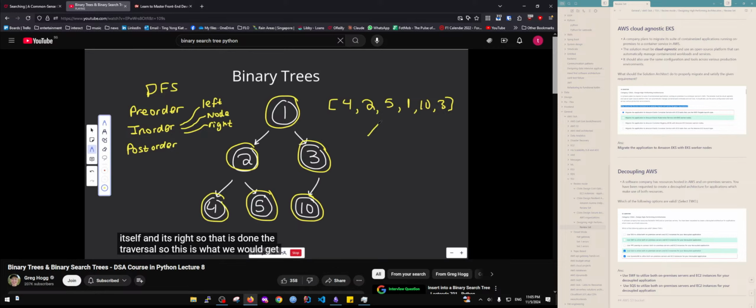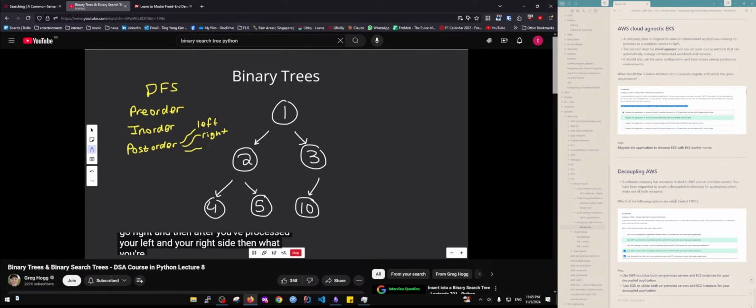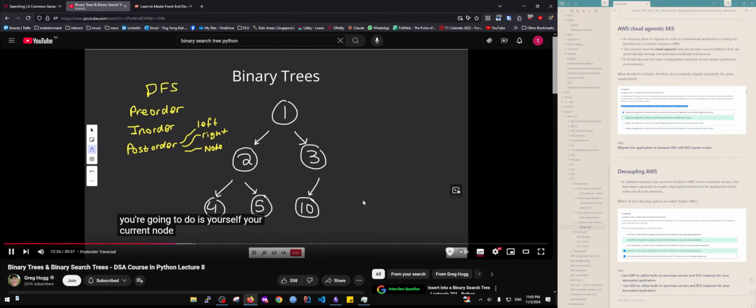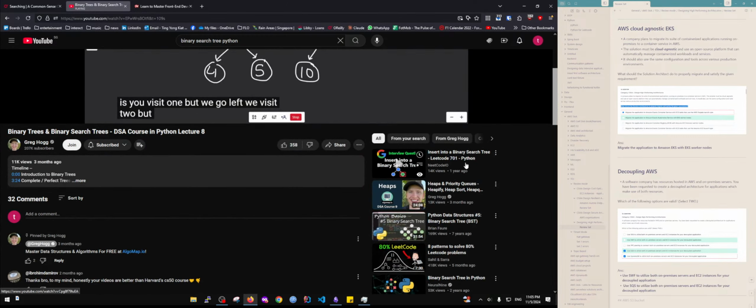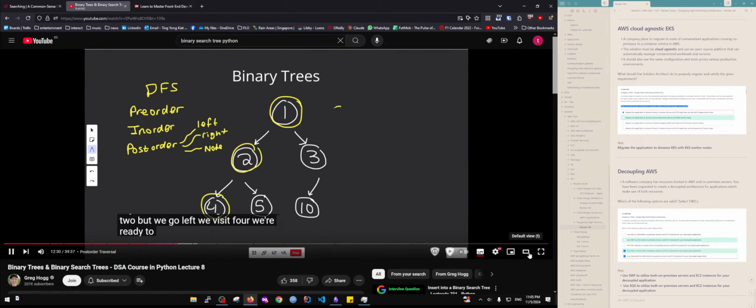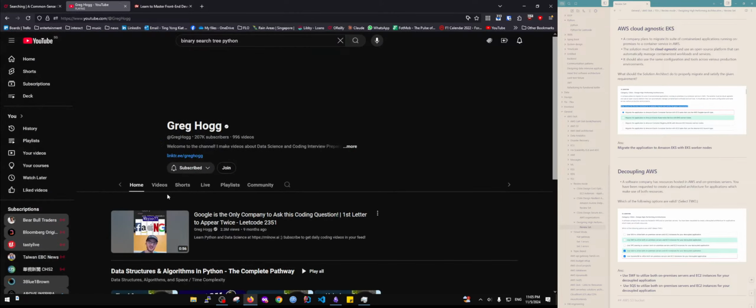So this is what we would get in an in-order traversal. Okay, now let's do a post-order traversal. So what that means is the first thing you do is go left. And the second thing that you do is go right. And then after you've processed your left and your right side, then what you're going to do is yourself, your current node. So what that's going to be is you visit 1, but we go left. We visit 2, but we go left. We visit 4, we're ready to process itself. So again, the first thing you're going to see here is the 4.